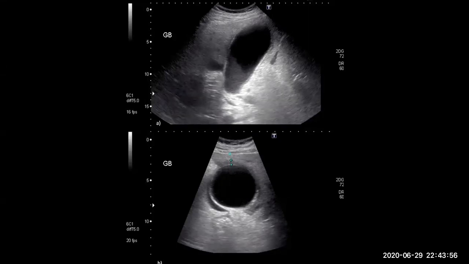Okay, we have gallbladder wall thickening, pericholecystic fluid, okay? And the patient with pain, so, okay. Mostly seen in the bedridden. Yeah, but it is rare.